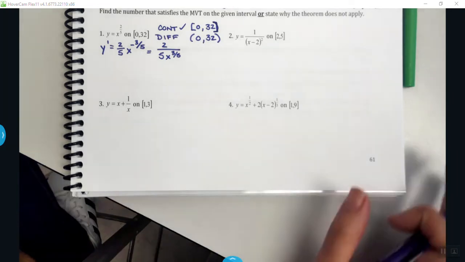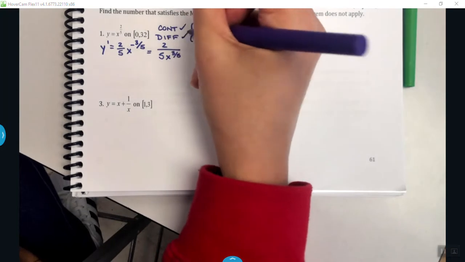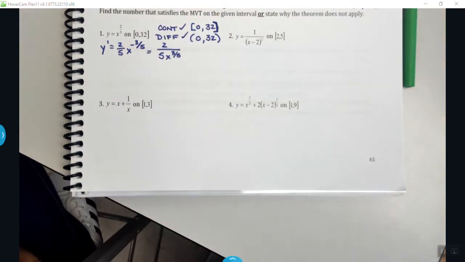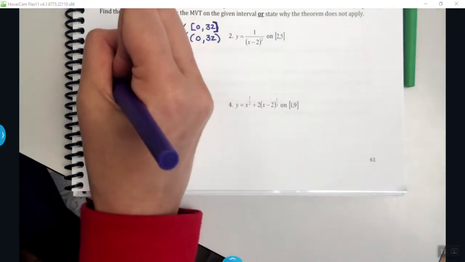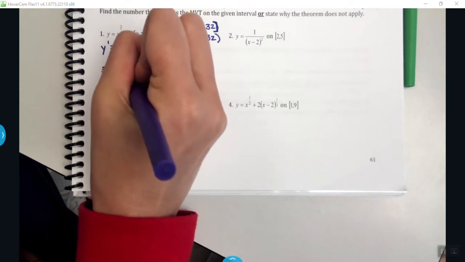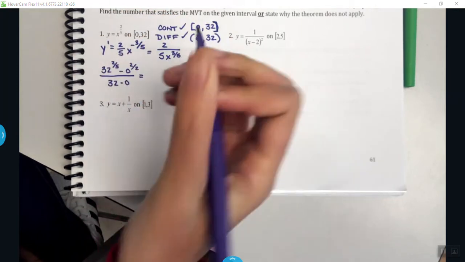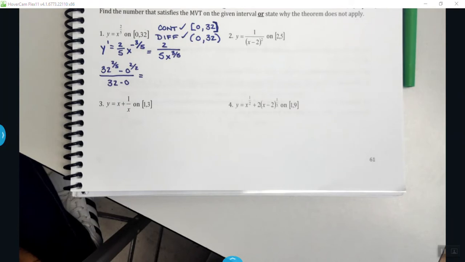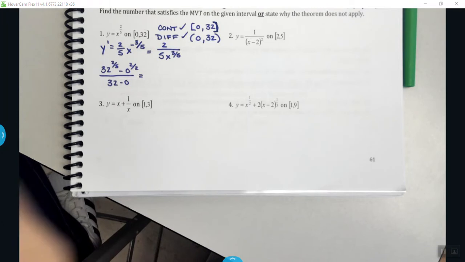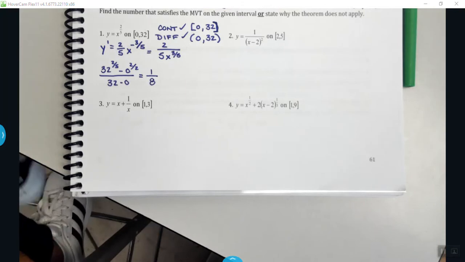Okay, so is it differentiable on the open interval 0 to 32? Yes, check. All right, now let's find our slope. So 32 to the 2/5 minus 0 to the 2/5 over 32 minus 0 is 4 over 32, which is 1 over 8.